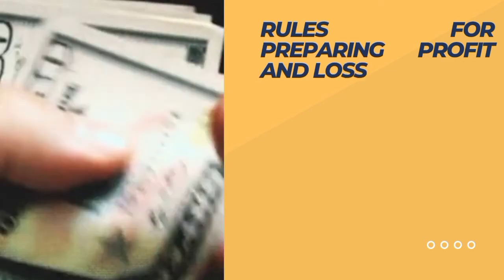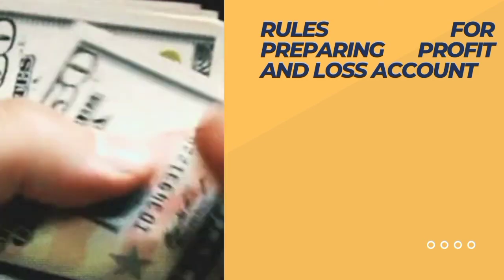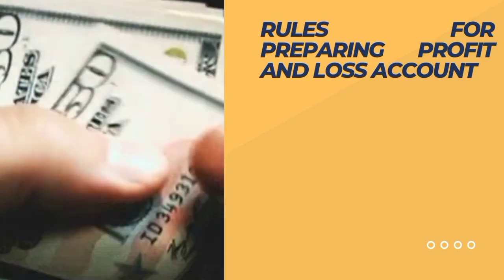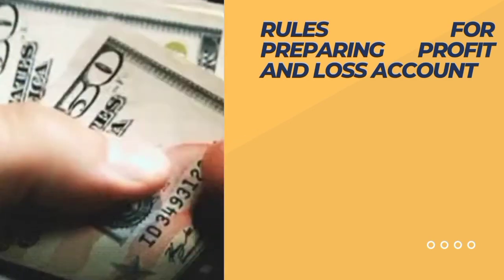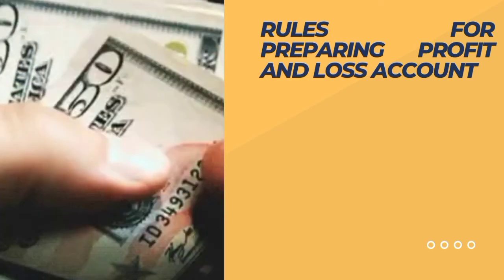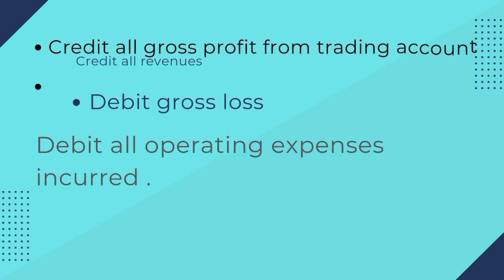The rules for preparing profit and loss account state that the first thing first is credit the gross profit from trading account to it. The it here means your profit and loss account. Remember, I stated earlier that trading account is prepared first. And the second rule says credit all revenues from sales of goods or services. That is the income or gain you made.